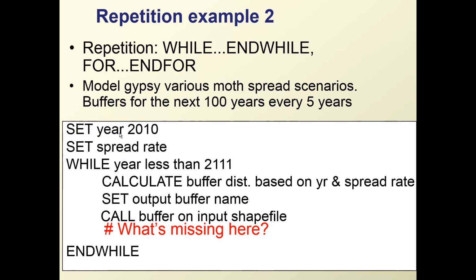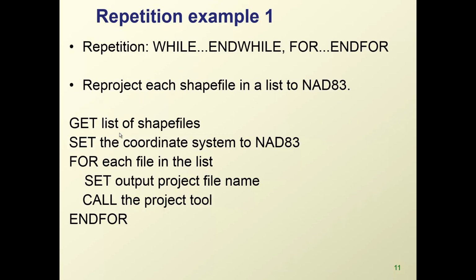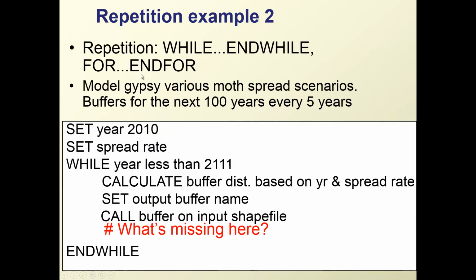So that was an example using the for keyword, and then we also have this while keyword. The while keyword can be used with numbers in this way. So for this example, we're modeling gypsy moth spread scenarios. We want to buffer for the next 100 years every 5 years. Modeling these different spreads, we want to use different time scales. We're using this model for the gypsy moths that gives us a buffer distance.